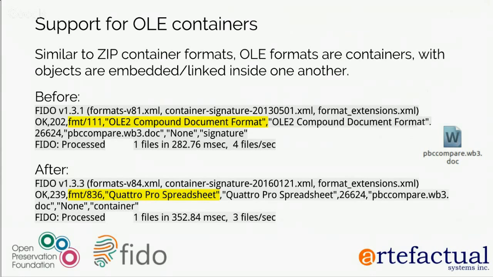I should mention that of the 5 sample files that we've tested with so far, 2 of them were still being identified as OLE containers by Fido 1.3.3. And we're not sure yet if this is a problem with these particular files. Maybe there's something weird about them, or perhaps the PRONOM signature for their true formats either needs some adjustment or doesn't exist. But we plan to investigate this a little further soon.